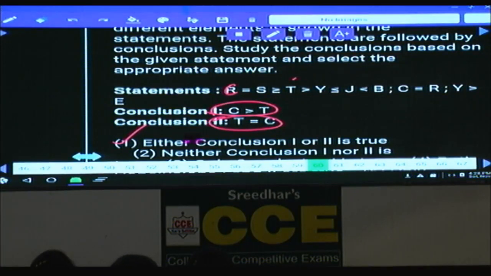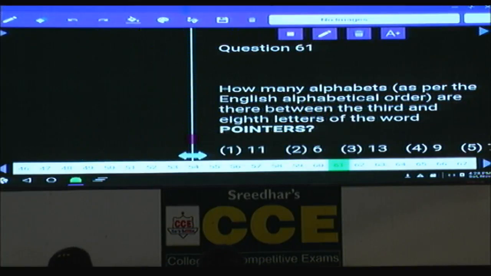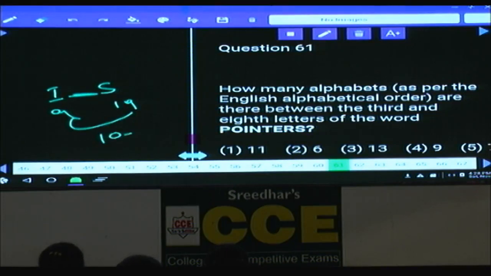Now 61 to 65, all these are individual type of questions. Now coming to 61, how many alphabets as per the English alphabetical order are there between the 3rd and 8th letters of the word? 3rd letter is I, 8th letter is S: 4, 5, 6, 7, 8, that is 19. Now I is 9, this is 19. Now between is asked, hence S and I should not be included. 19 minus 9 is 10, minus 1, that is 9.